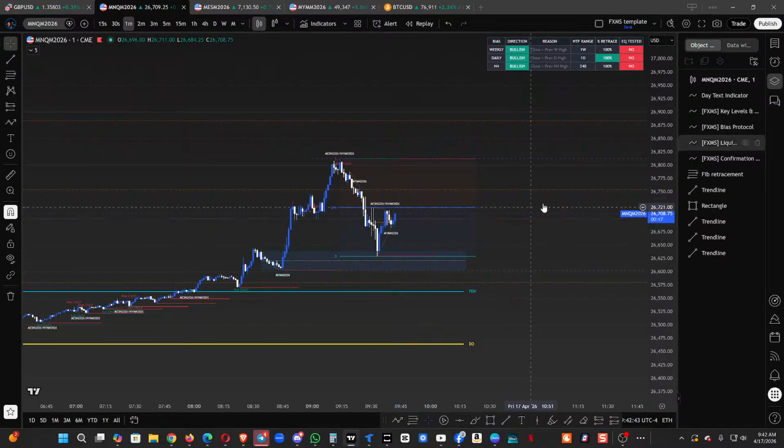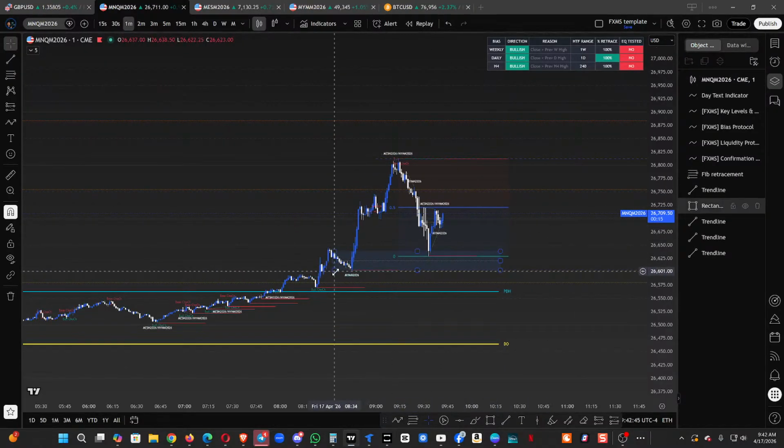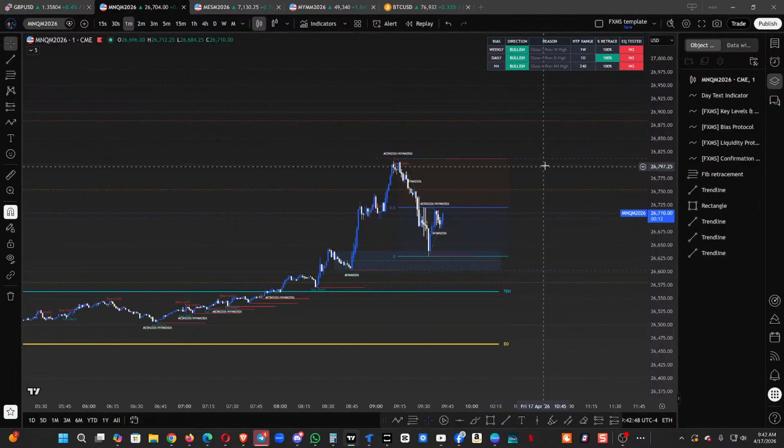And then once we take the lows and we get that sweep, then we can look for a move back to the opposing side.